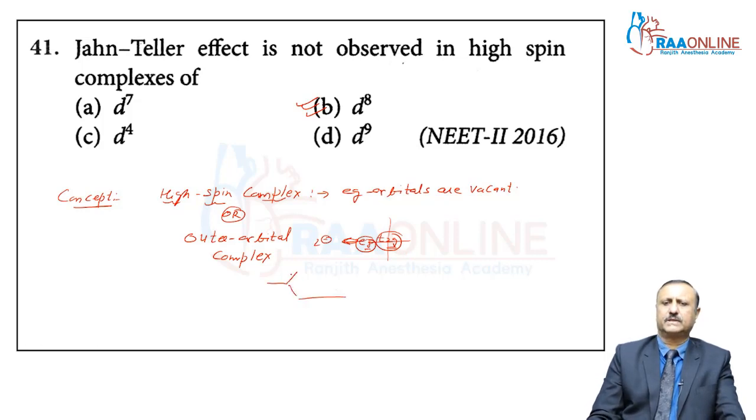In this question, my dear students, when you put electrons in the 3 t2g orbitals and 2 eg orbitals, 8 electrons are filled: 1, 2, 3, 4, 5, 6, 7 and 8. In the d8 electronic configuration, the 2 unpaired electrons are present in eg, which faces the ligand. So the Jahn-Teller effect is not affected because all the t2g orbitals are filled. So you can give the answer B.